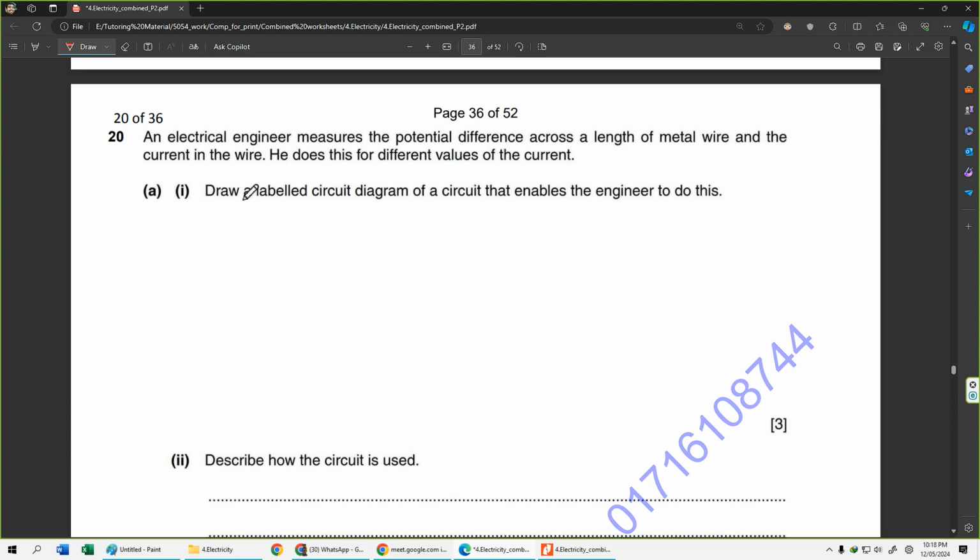And একই সার্কিটের কারেন্ট রেজিস্টর, কারেন্ট কন্টিনিউয়াসলি চেঞ্জ করার জন্য আমাদের কি দরকার? একটা ভ্যারিয়েবল রেজিস্টর দরকার। So we're gonna draw a labeled circuit diagram of a circuit that enables the engineer to do this. Although it says labeled, you don't have to essentially label all the components. If you use any component that does not have a standard circuit symbol, তখন তোমাকে labeling করতে হবে. Other than that, you can simply use the traditional circuit symbols of different components, and that does the job.